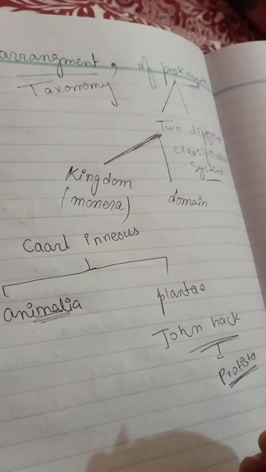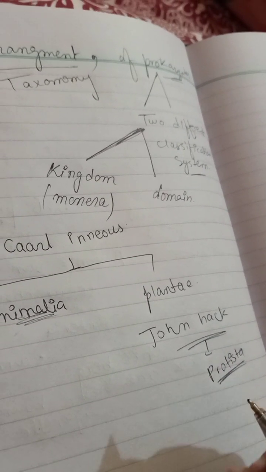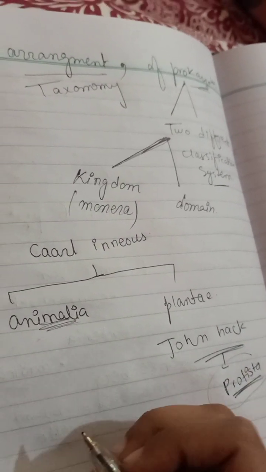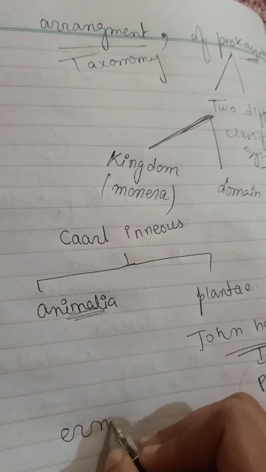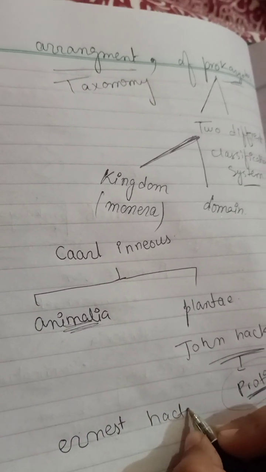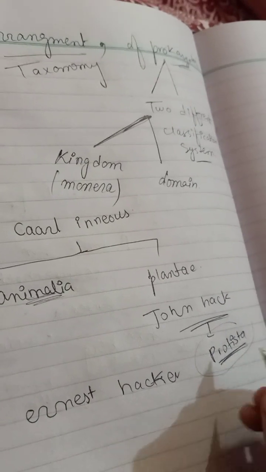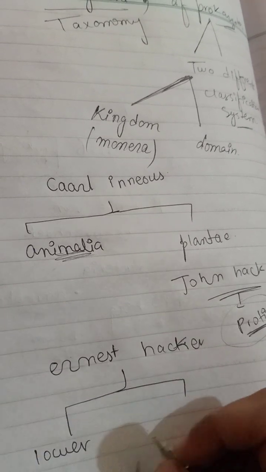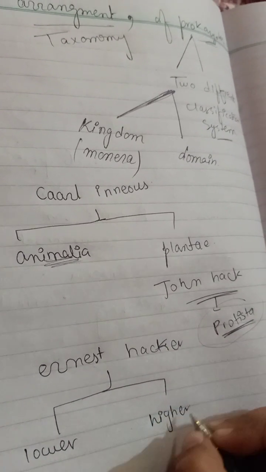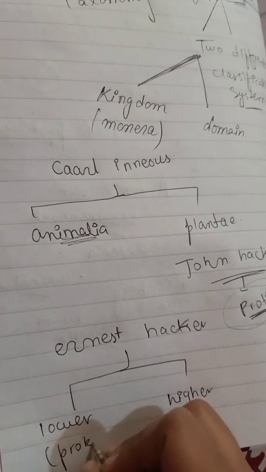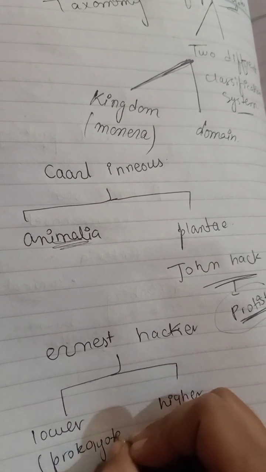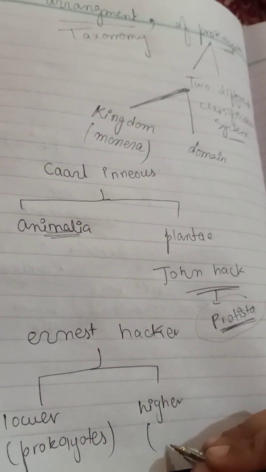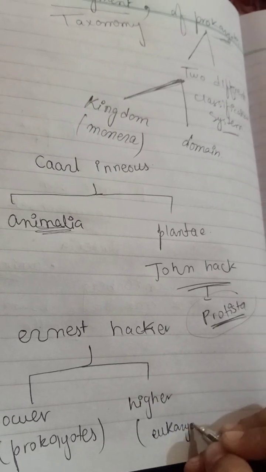After that there was a scientist, Ernst Haeckel, who classified the Protista into two groups. The first one was the lower Protista and the second was the higher Protista. He said lower Protista are prokaryotes, because the structure is very, very simple as compared to the eukaryotes. The higher ones are the eukaryotes, like the animal cell.